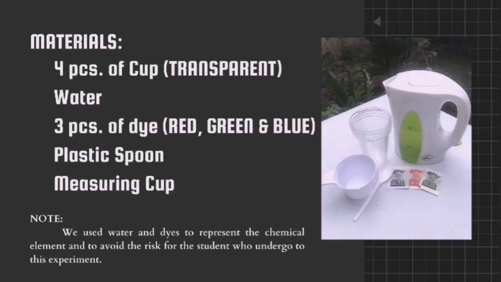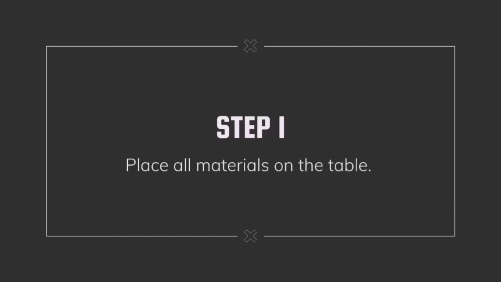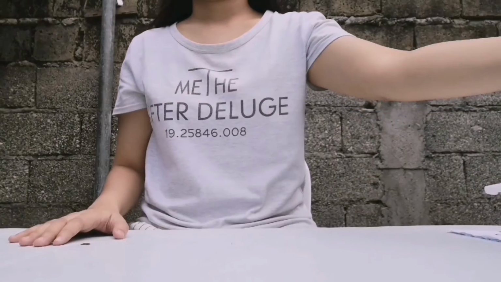Materials: 4 pieces of transparent cup, water, 3 pieces of dye (red, green, and blue), plastic spoon, and measuring cup. Note: we use water and dyes to represent the chemical elements and to avoid risk for the students who undergo this experiment. Step 1. Place all materials on the table.